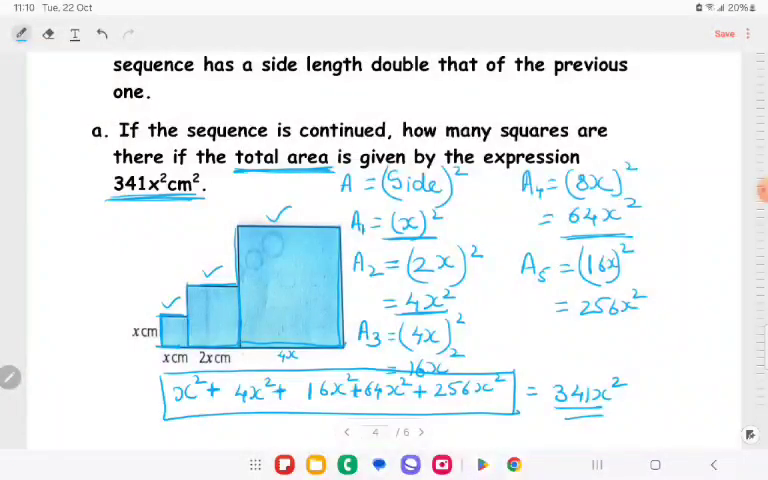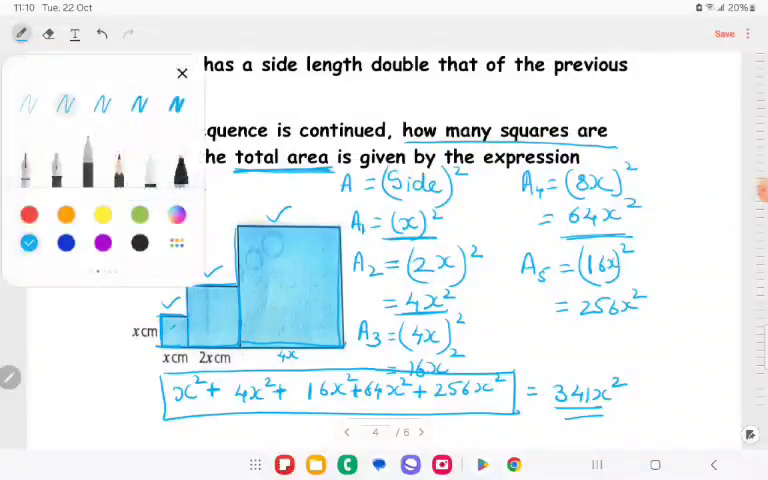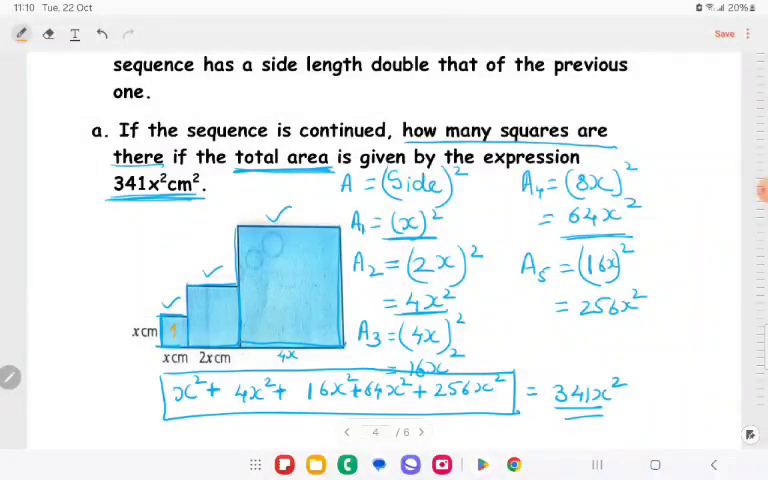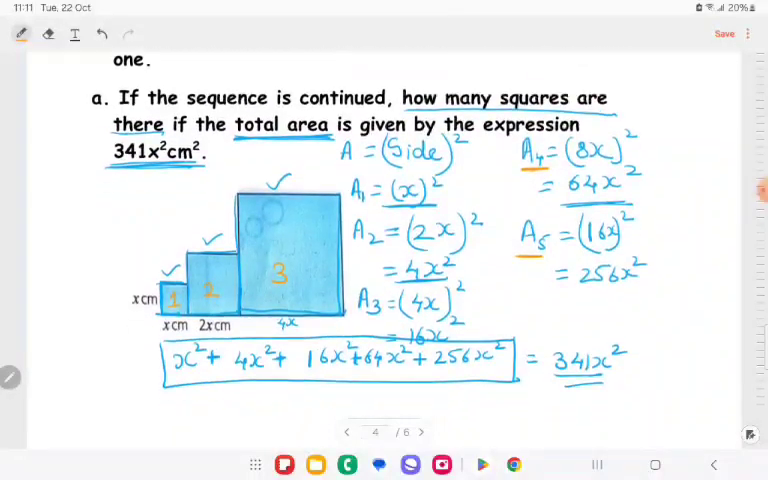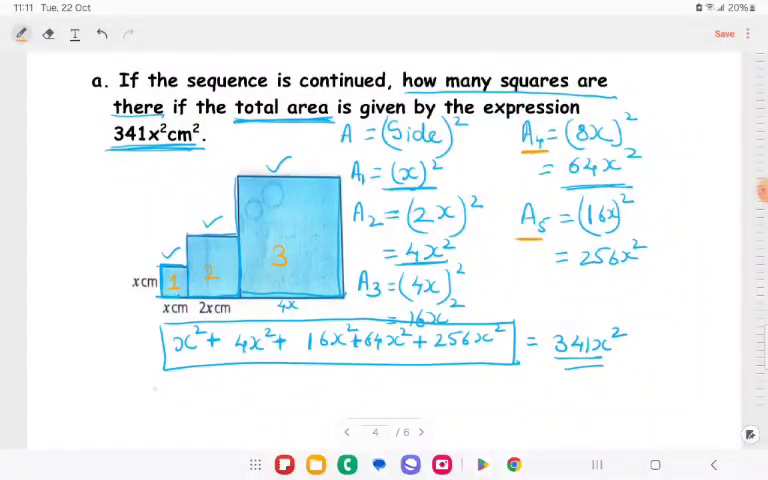Alright, so how many squares are there? This is the first square, this is the second square, this is the third one, then we had a fourth one and we had a fifth one. So how many squares are there? There are 5 squares. Understood, children?